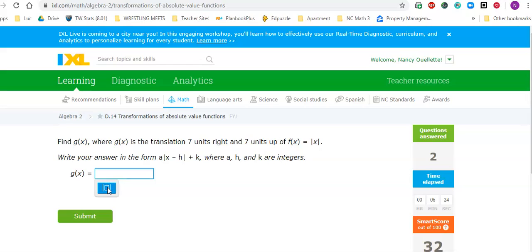Okay, this one says 7 units right, 7 units up. There's no reflection or anything. So we have x, 7 units right is going to be x minus 7. And then on the outside of that is going to be plus 7. So that's what that one looks like.